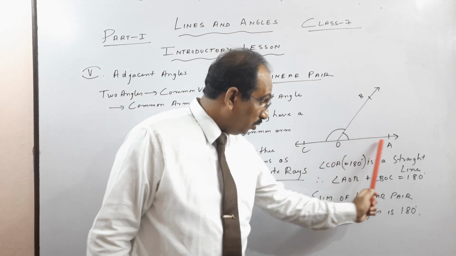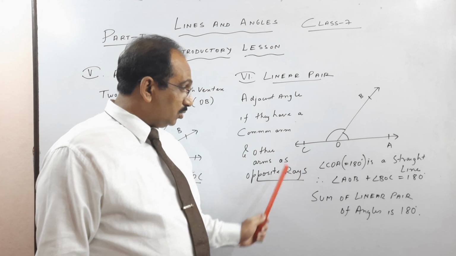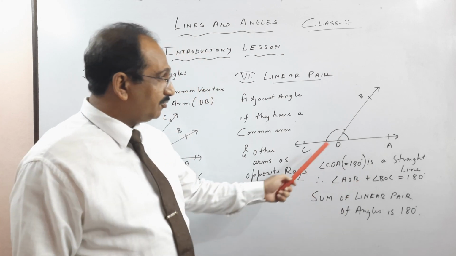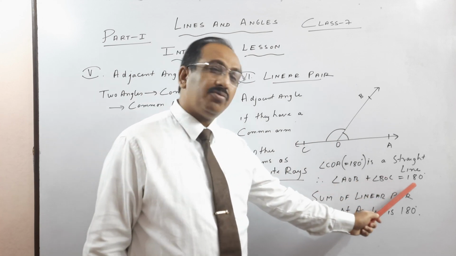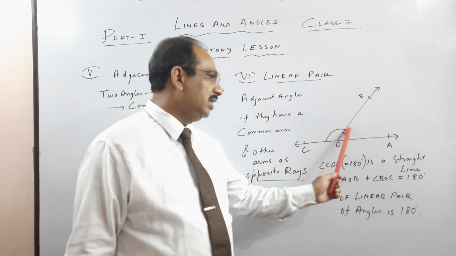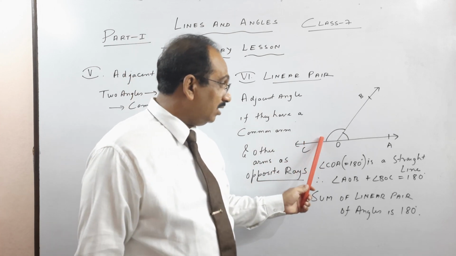So these two, OA and OC, are opposite rays, so they make a 180 degree angle. Therefore, angle AOB plus angle BOC together give you 180 degrees, because you can say it's a straight line angle also. It's a linear pair because there are two angles.